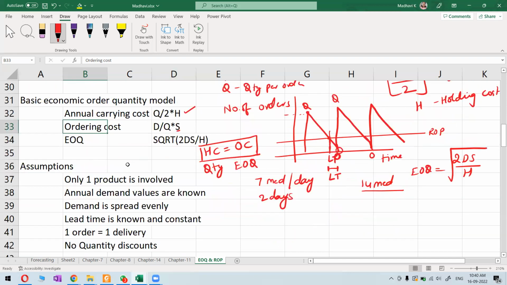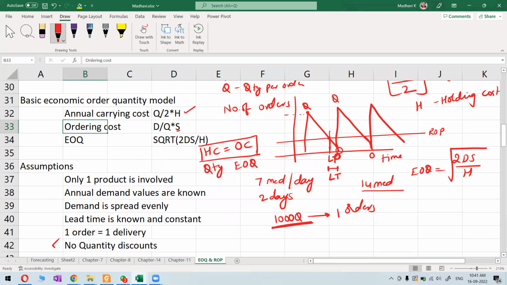And there are multiple assumptions associated with this economic order quantity. The first one is that only one product is involved. Let us say there are multiple products, the similar exercise is repeated multiple times, one for each product. And annual demand values are known. So we know our demand values, we know our lead time, and they are spread very evenly. That means this cycle is repeating again and again without any problem. And one order equals one delivery. That means if we order 1000 quantity, all 1000 will be delivered as part of one order only. It would not be like 100 quantity in one order and 100 in another order. It will not be distributed like that. And there are no quantity discounts. So these are the basic assumptions with which we are involved.